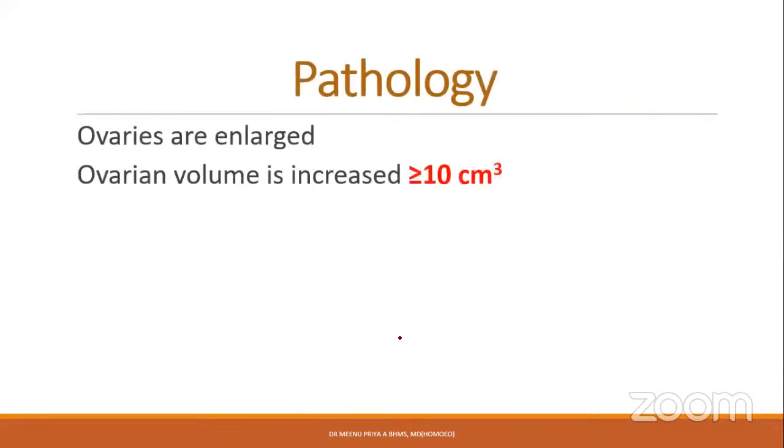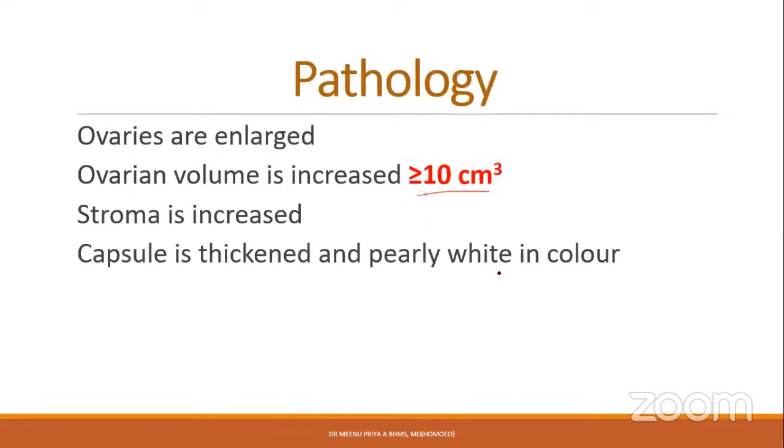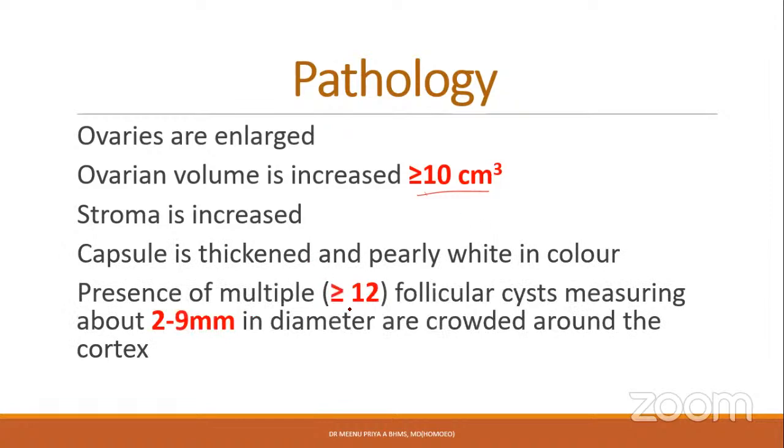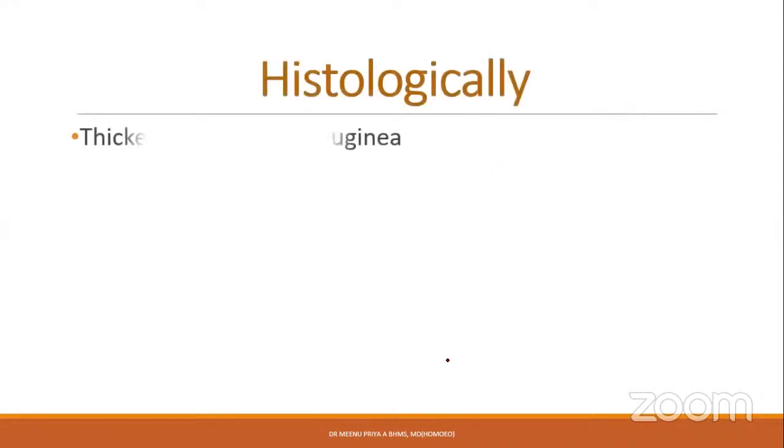Quickly we'll see. Ovaries are enlarged. Ovarian volume is more than 10 cubic centimeter. Stroma is increased, and the capsule is thickened and pearly white in color. And there is presence of multiple cysts, more than 12 follicular cysts, and these follicular cysts are in different maturation stages. They are not in a uniform maturation stage. Each cyst can be measuring about 2 to 9 mm in diameter, crowded around the cortex.